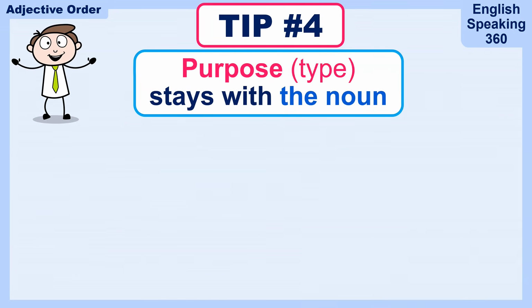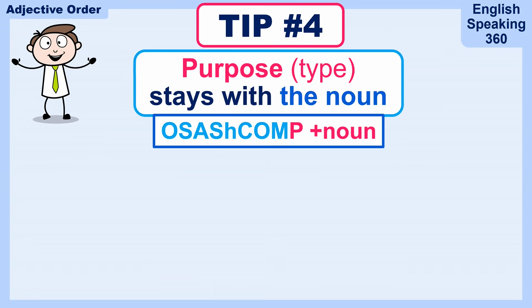Tip number 5, the purpose or the type stays with the noun. Now this is a little bit challenging, and I told you at the beginning that I would help you with this. So it is the P, the last P just before the noun, and the purpose always stays with the noun. It is never separated.